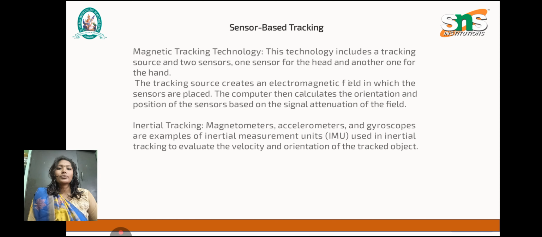Next we are going to see sensor based tracking. This tracking uses a tracking source with two sensors, one on the head and another on the hand, so it is used through the sensor actions. The tracking source creates an electromagnetic field in which the sensors are placed. The computer calculates the orientation and position of the sensors from the signal attenuation in the field.